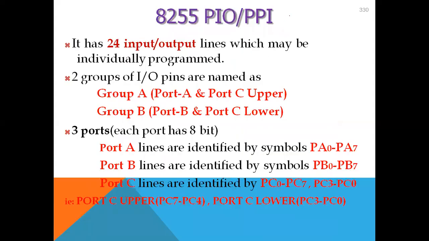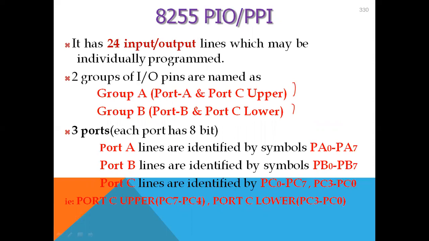The 8255 parallel peripheral interface has 24 input/output lines. One side has 24 input and output lines, which may be individually programmed in two groups, group A and group B. Totally there are three different ports. Port A and port C upper are called group A. Port B and port C lower are called group B. There are three ports, and each port has 8 bits.